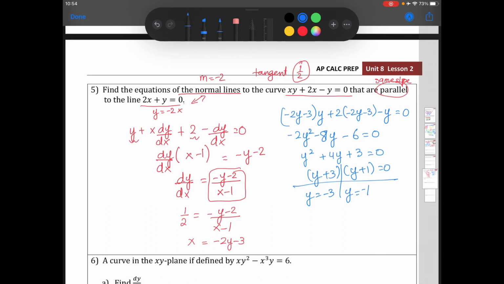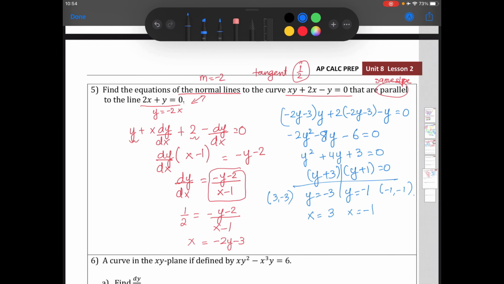Now take these y values, substitute in here, and what do you get for your x to be? When y is -3, you get x to be 3. And when y is -1, you will get x to be -1. So these are your 2 points. If I was to write it, I will write this point here. It'll be (3, -3) and (-1, -1).